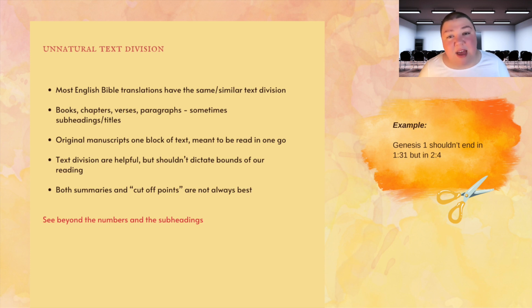Now, because we have now learned about how we got the text we have today, we know that these dividers were not in the original text. Ezekiel didn't sit writing little verse numbers above the lines in his scroll.